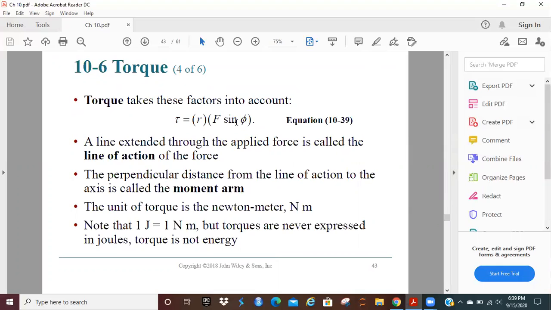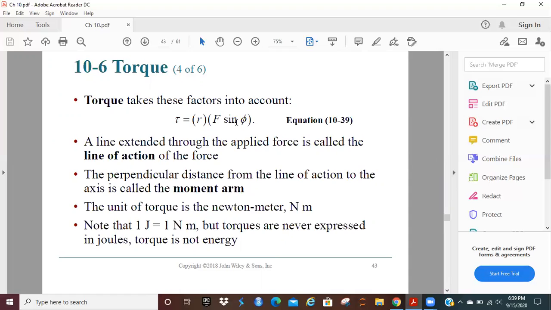And if you remember your trig, you will remember that the sine of 0 is 0. So if they're all in the same line, you're not going to get any torque. It's only when you get to the point where you're pushing perpendicular to the radius there that you're going to start seeing the maximum amount of torque be applied.